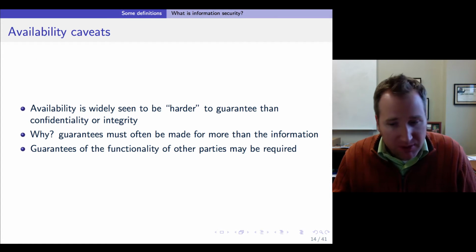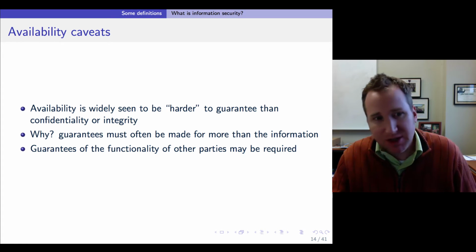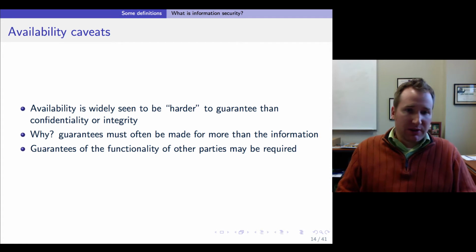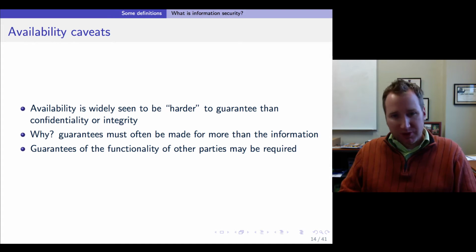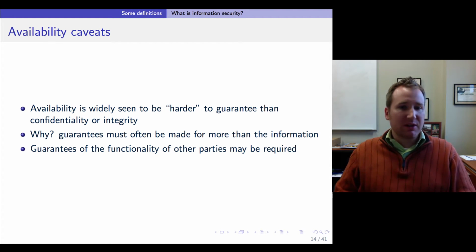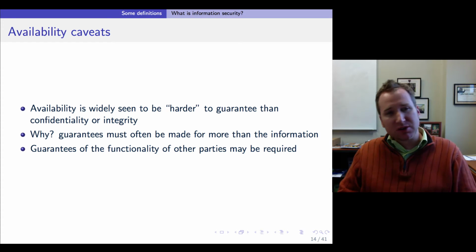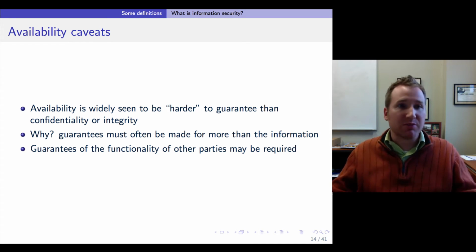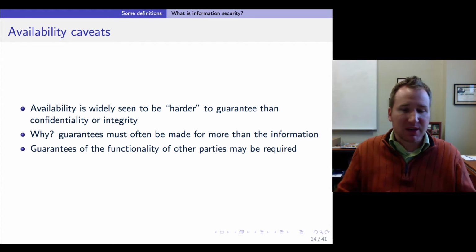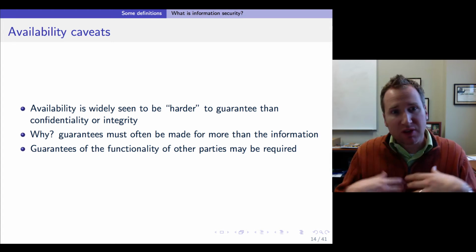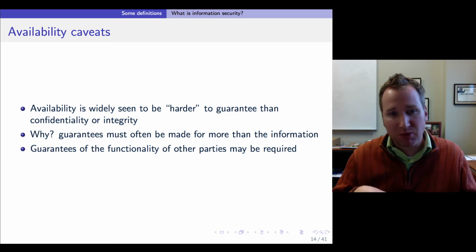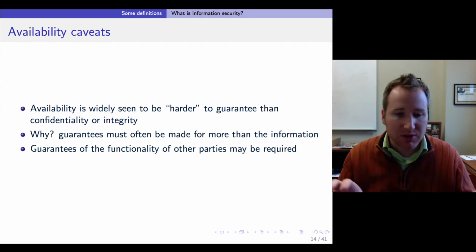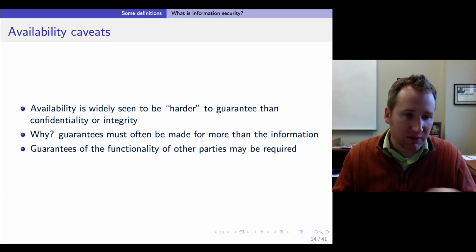So availability is seen to be a lot harder to guarantee than confidentiality or integrity. It turns out that using cryptography, you can often guarantee confidentiality and integrity quite formally, whereas with availability, it's much more amorphous. And why is that? Well, one is that the guarantees have to be made for not just the information that you're protecting. It has to involve the different principals who are involved in the information. So thinking back to the example previously, you're having to actually ensure that the exchange can receive the message, and you have to ensure that the broker can actually transmit it. So you have to consider a broader set of actors.